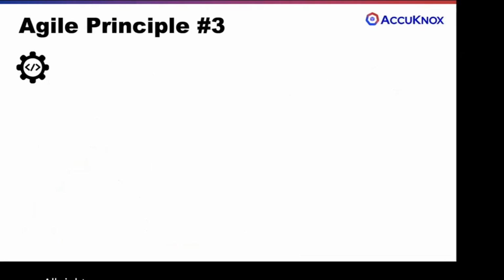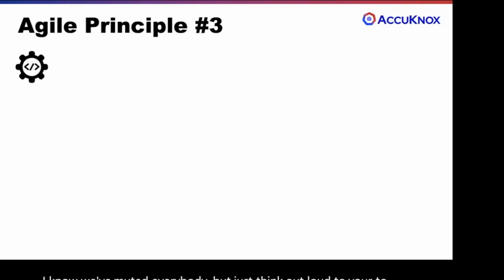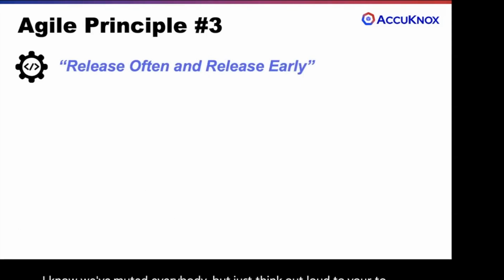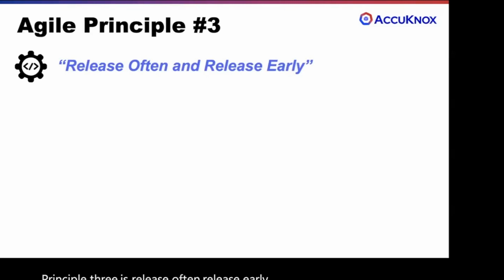Quick quiz here. Who knows what agile principle number 3 is? I know we've muted everybody, but just think out loud to yourself. What is agile principle number 3? Because it's release time, and principle 3 is release often, release early, from the Agile Manifesto, dating back a little while.